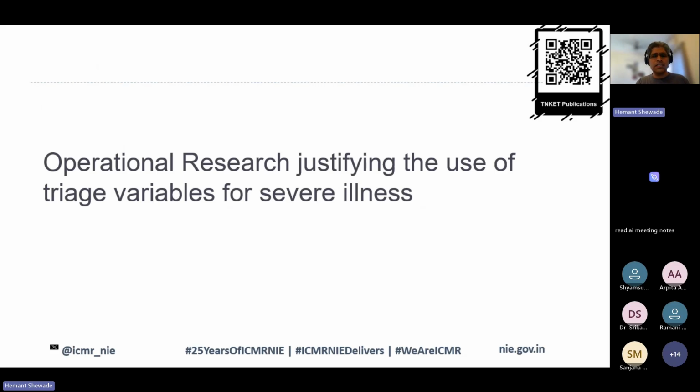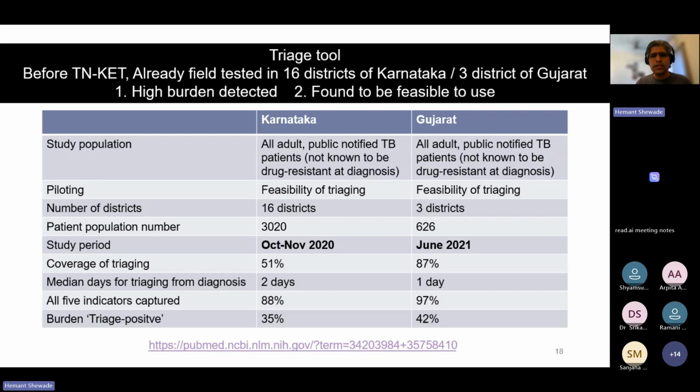First, operational research justifying the use of triage variables. See, it's a no-brainer that very severe undernutrition, which was measured using BMI and pedal edema, respiratory insufficiency, which was measured using respiratory rate and oxygen saturation, and poor performance status, which was measured using ability to stand without support. For me, it's a no-brainer that these should be included as a part of baseline data for TB patients. But nevertheless, let's see what operational research we did to justify the use of these triage variables.